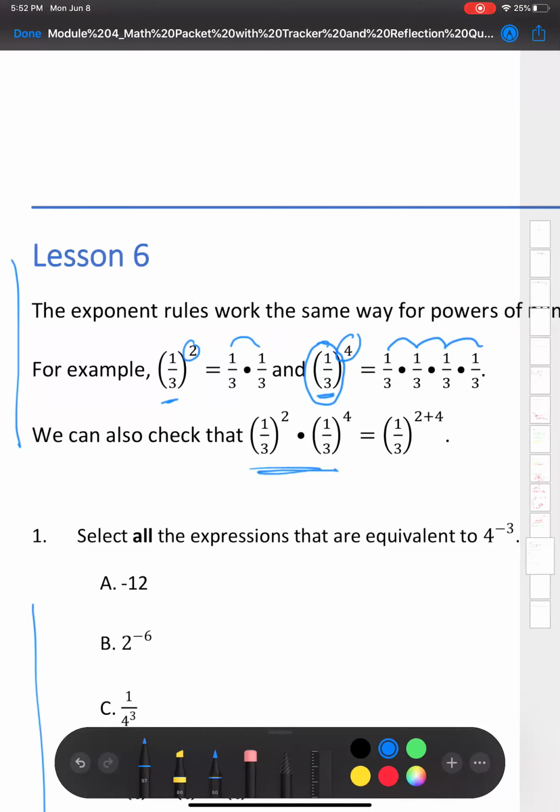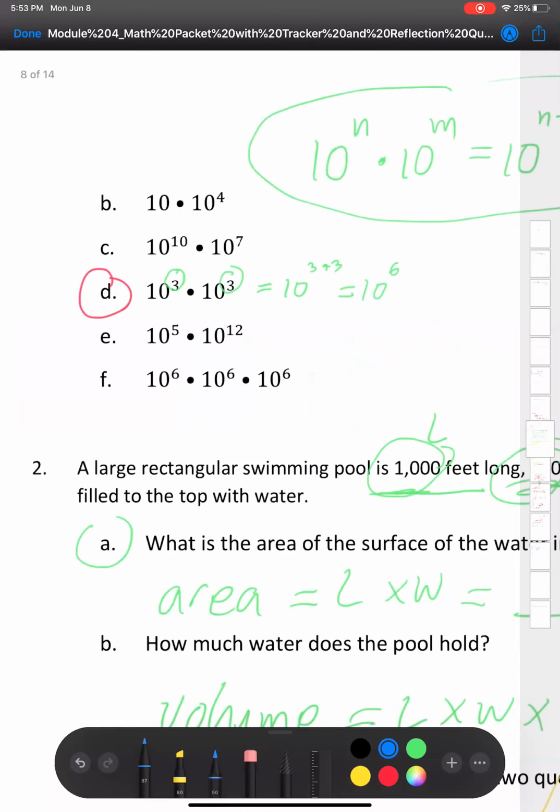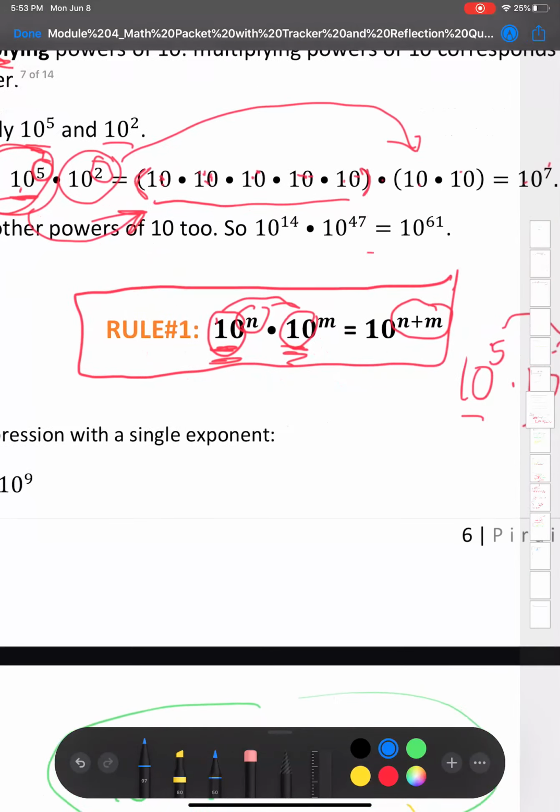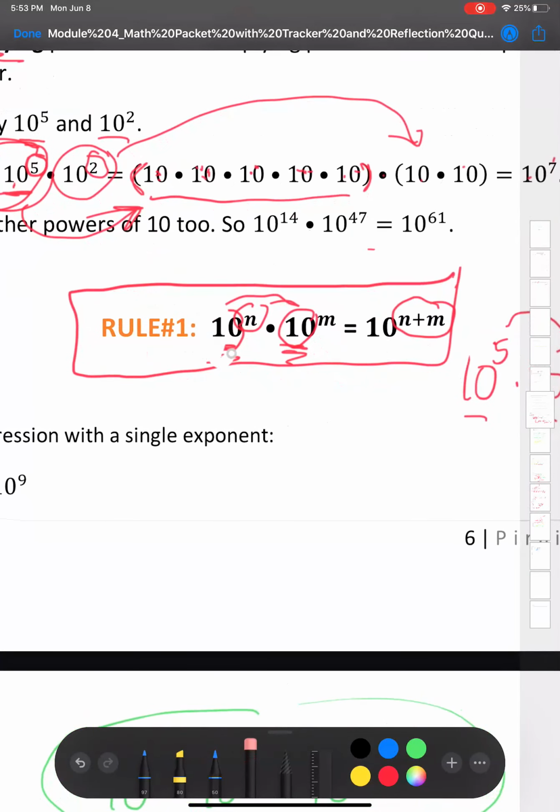Okay. Now, same thing. This is our different rule. You have two numbers, 1/3 squared times 1/3 to the 4th power, right? So you have the same base. You're multiplying two numbers with the same base, and what do you do? Well, you add the exponents. Okay, 2 plus 4. Now, where is that rule? I believe that's rule number 2. Hold on, let me see. Oh no, it's rule number 1. Okay, rule number 1.